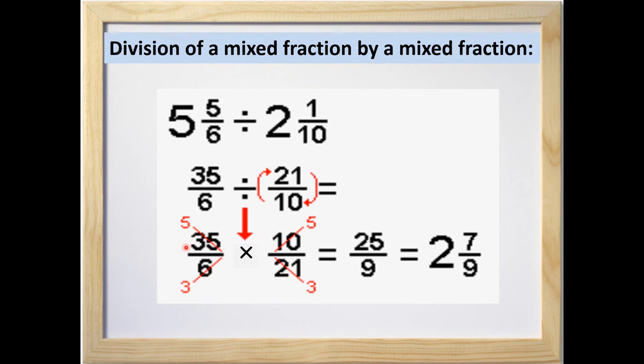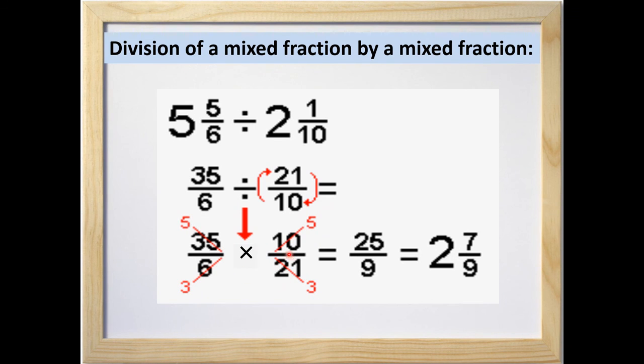Then we have to multiply the numerators and multiply the denominators. But children, we can easily see that 35 and 21 have common factor 7. So we will divide 35 by 7, so we get 5. 35 divided by 7 is equal to 5. 21 divided by 7 is equal to 3. Understood, children? So it is 5 and 3.